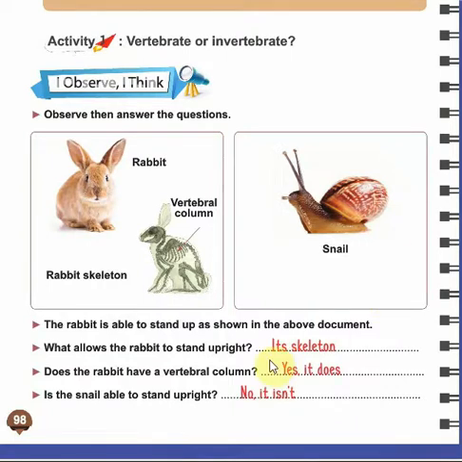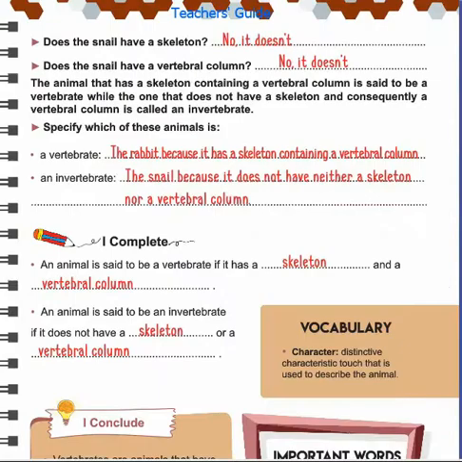So we can say that the rabbit has a skeleton that allows it to stand upright, and it also has a vertebral column, while the snail doesn't have a vertebral column. As we said, it can't stand upright. Does the snail have a skeleton? No, it doesn't. Does the snail have a vertebral column? As we said, of course, no, it doesn't.